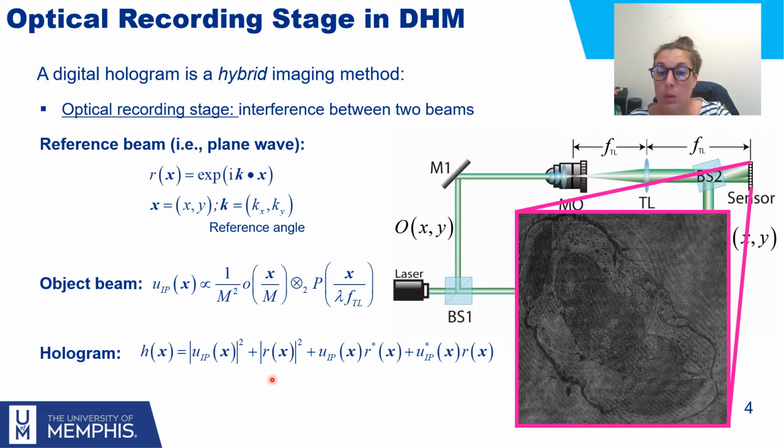So the hologram is composed of 4 terms. The first 2 terms are the intensity of the object and the intensity of the reference wave, and the other 2 terms are the cross terms, the cross product with each of the waves. This one is called the real image, and this one is called the virtual image, because it's the conjugated version of the object image.